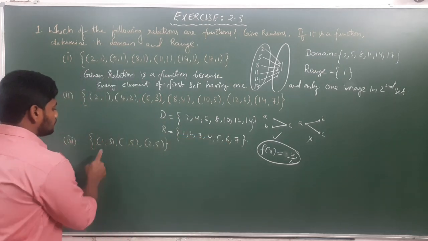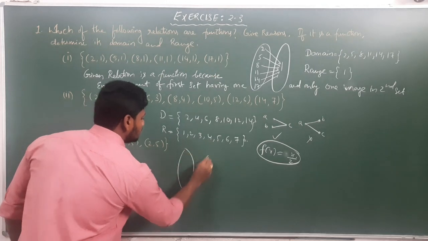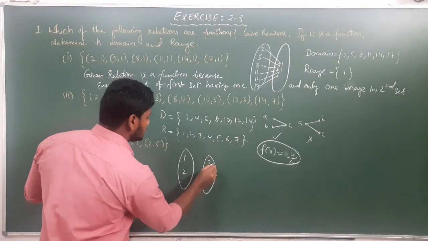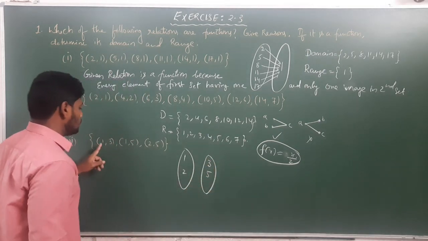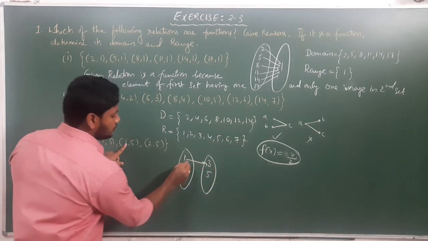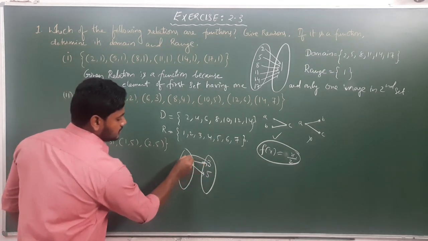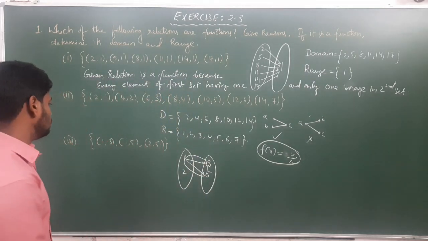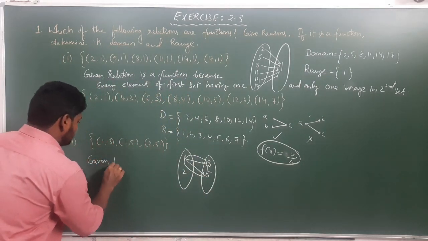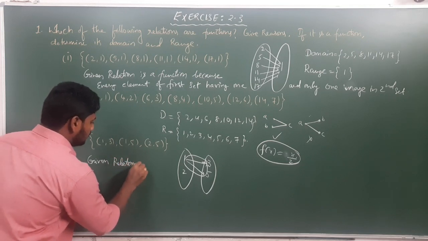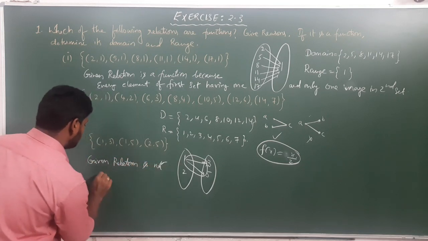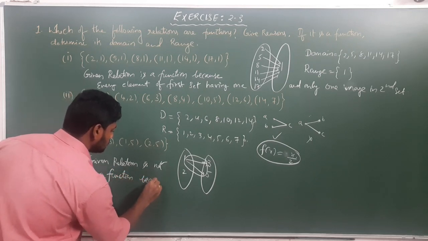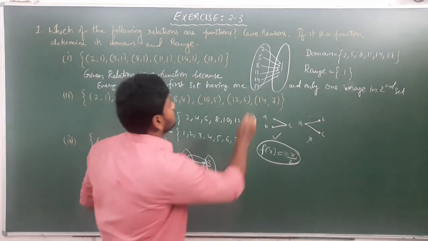Next, when it comes to third one. So is it a function? If you represent in arrow diagrams, first set elements 1 and 2. What is second set elements? 3 and 5. So 1 maps to 3 and again 1 maps to 5. So this is in this form. So then that means is it a function? No. Given relation is not a function, because they asked a reason.